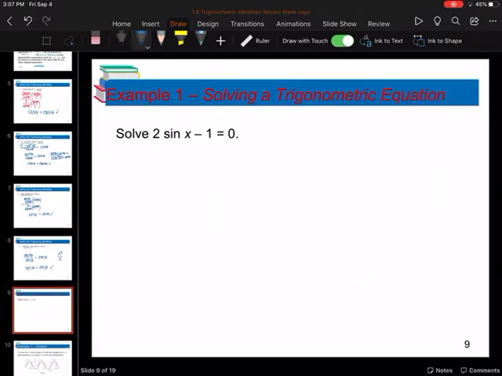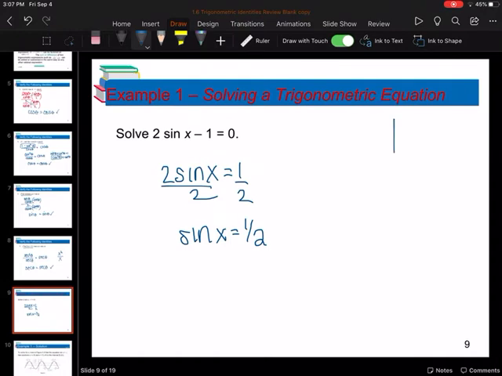To solve, we're going to solve for the trigonometric function. So we have 2 sine x minus 1 equals 0. So we're going to solve for sine x. So we're going to add 1, divide by 2, and we get that the sine of x is equal to 1/2.